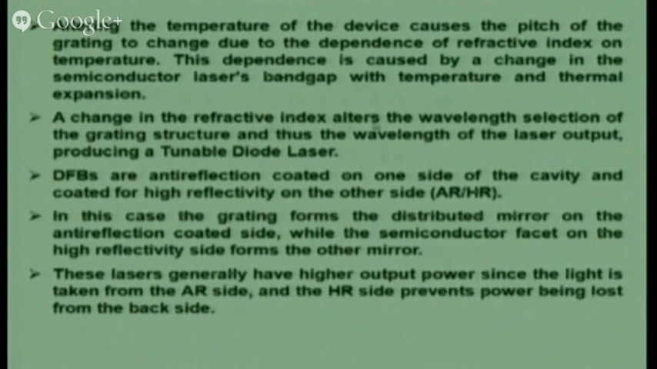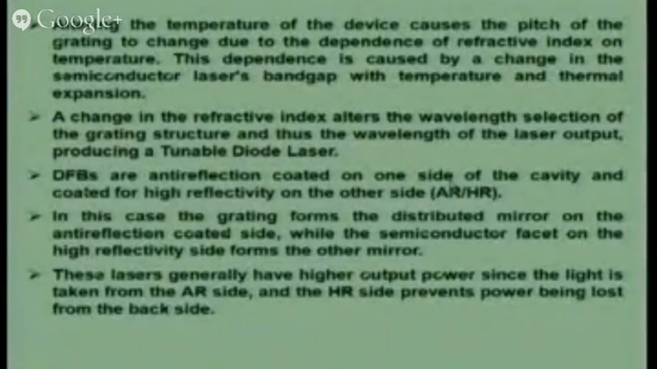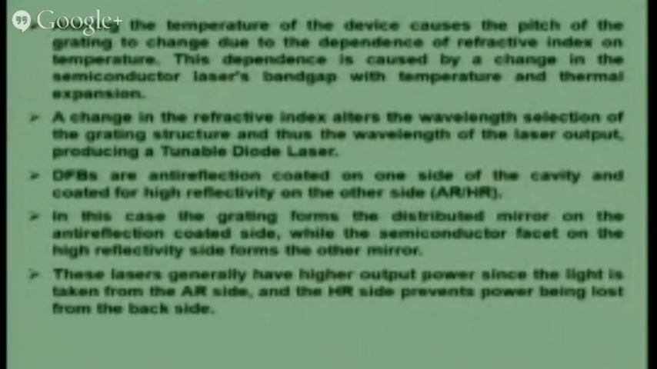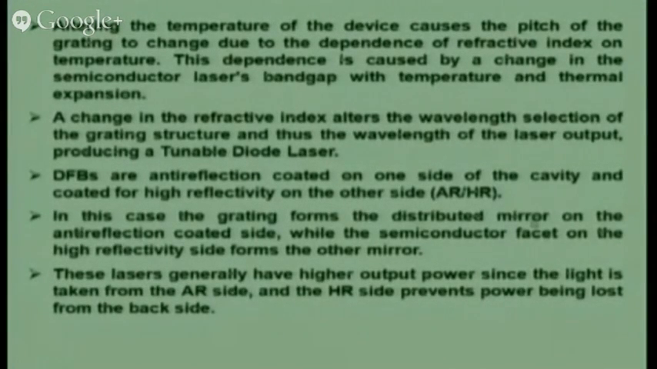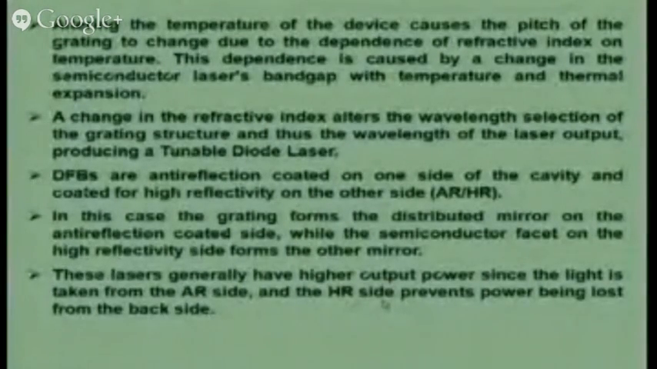So a change in refractive index alters the wavelength selection of the grating structure, thus the wavelength of the laser output produces a tunable diode laser. DFB lasers are anti-reflection coated on one side, while the other is fully coated, highly reflective. In this case, the grating forms the distributed mirror on the anti-reflection coated side, while the semiconductor facet on the highly reflective side forms the other mirror. These lasers generally have higher output power since the light is taken from the anti-reflection side, or high reflecting side, which provides the light output.